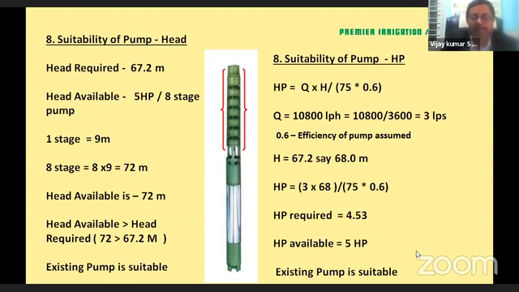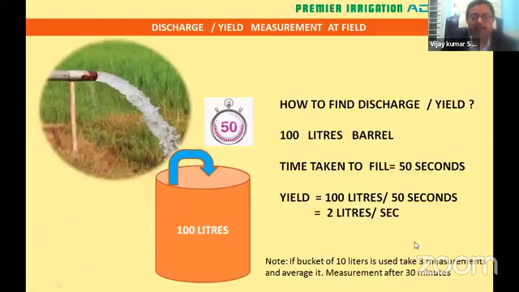So this is a very easy way of doing the design. I have simplified the design to a very great extent, where typically people look at charts and all that. By this spot design method, you can do the design very quickly. Now one very important part in the design is the discharge or the yield that is available at the field. Most of the time, the design fails because we fail to take the correct discharge. So let me teach you a very simple method of how to find the yield in the borewell.